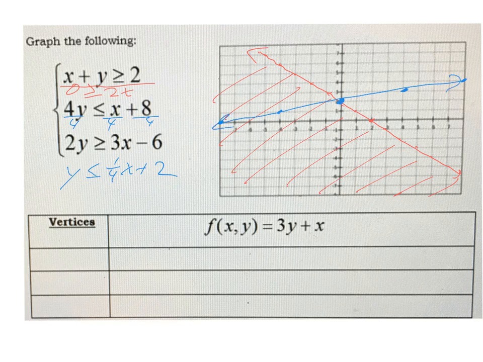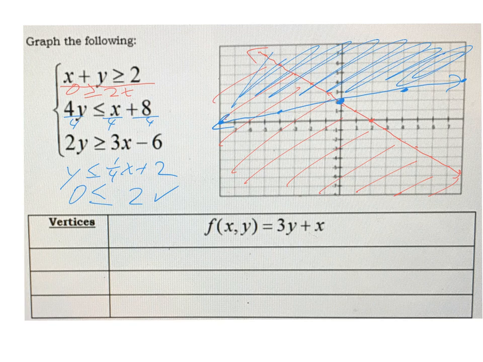Again, with the shading, if I plug in 0, 0, I get 0 less than or equal to 2. That one is true. So the solution to this one is down here below the line. So I'm going to shade the opposite and shade above the line. Okay. Move on to the next one.